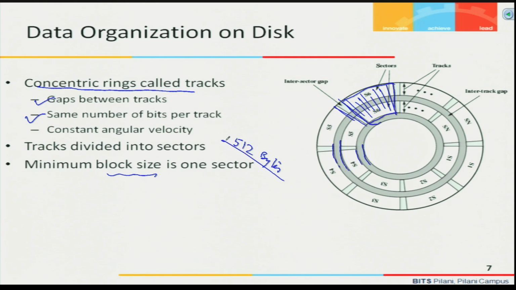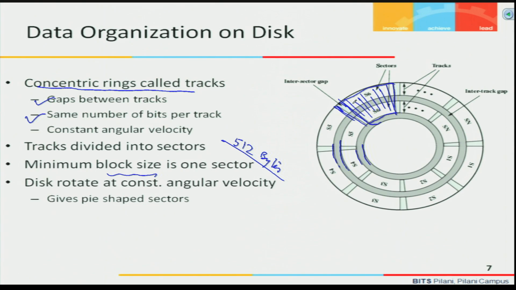At a time, one block can be read and one block can be written. So, a 512-byte block you can read and a 512-byte block can be written. An inter-sector gap is also required, as it is for the inter-track gaps. This gap between these two is to differentiate sector 1 from sector 2 and so on. Because the disk rotates at a constant angular velocity, in a given amount of time it traverses a constant angle. Due to this, it gives me pie-shaped sectors.